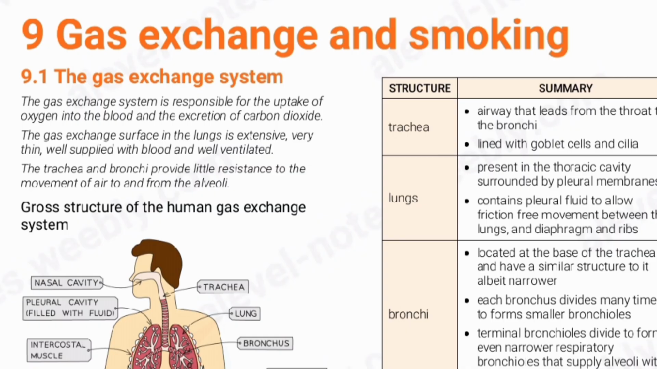From gaseous exchange, we move on to smoking. We will talk about tobacco smoke. Tobacco smoke is composed of mainstream smoke, from the filter or the mouth end, and sidestream smoke, from the burning tip, the part that is burning.